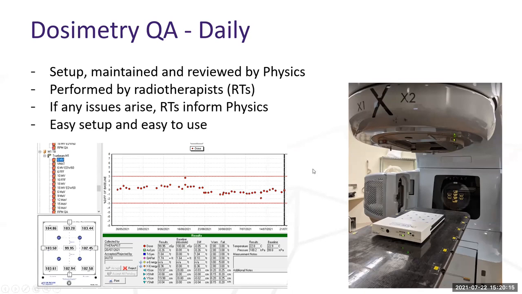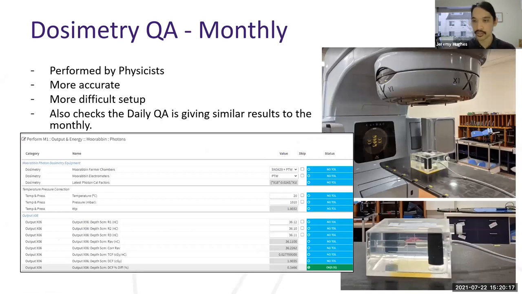Our monthly QA, I've touched on this before, is more accurate, has a more difficult setup, and is performed by us. As a part of our monthly QA, checking the output of the machine, we also check that the daily QA is giving similar results to the monthly test, because ideally they should be giving the same answers. There's no point in performing the QA daily if it's giving you a number, but it's not accurate. So that's a very important step in that.